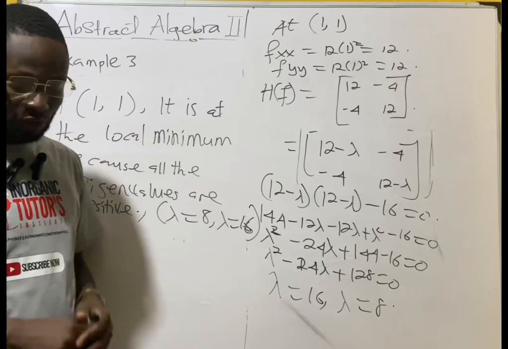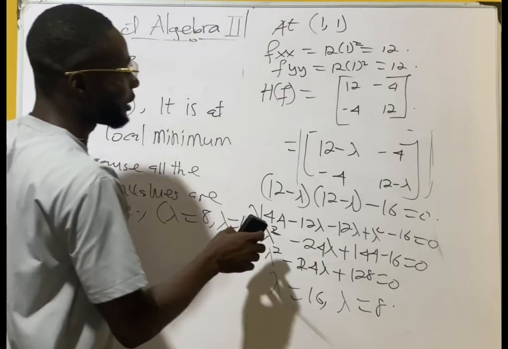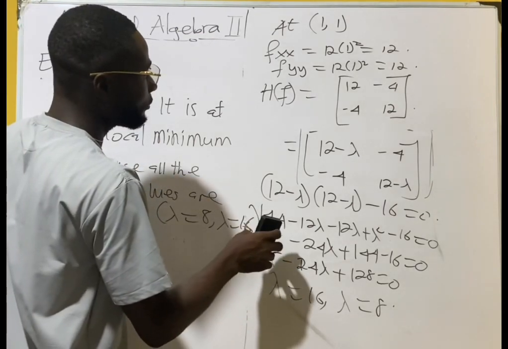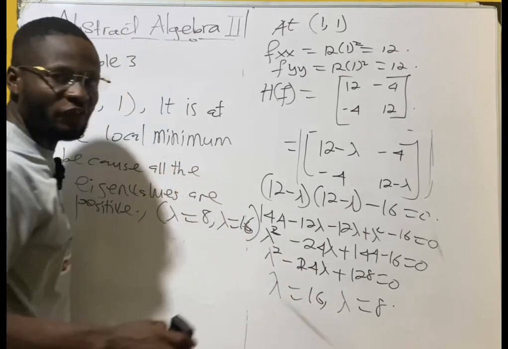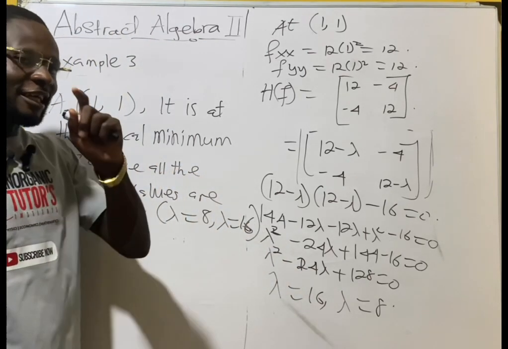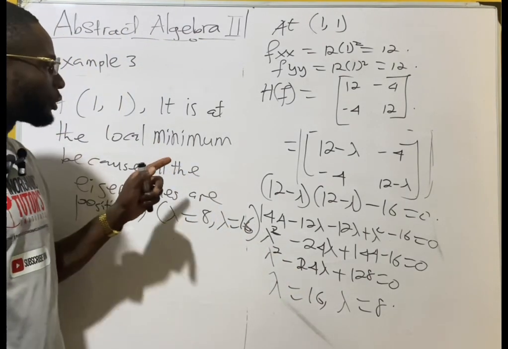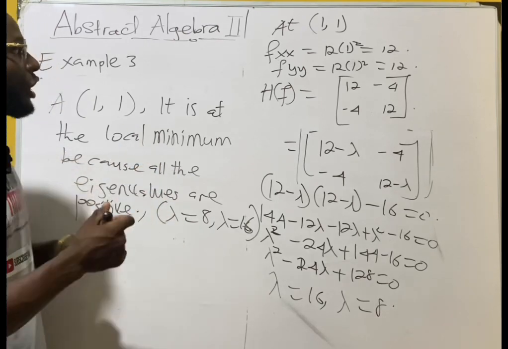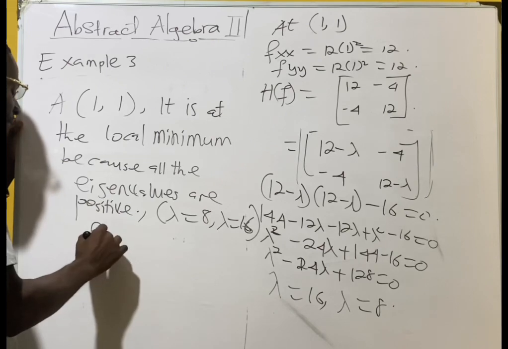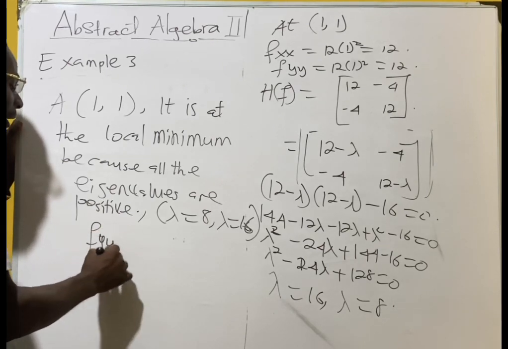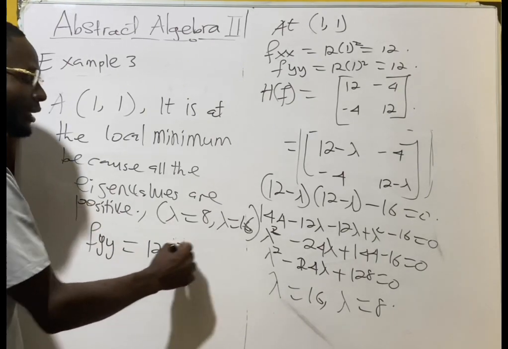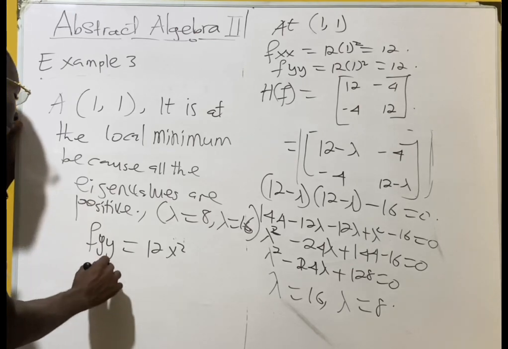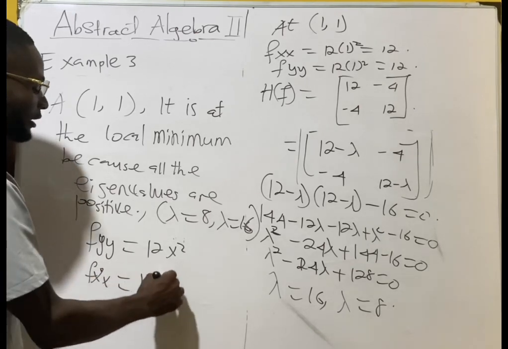Now the final case we have to check is at (-1, -1). Don't forget that at (-1, -1) too, we will have a local minimum. This is because fy is equal to 12x squared, and fxx is also 12x squared.